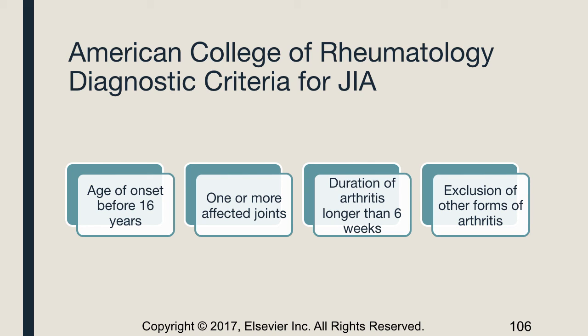So the diagnostic criteria are that it started before the age of 16. It affects one or more joints. It lasts longer than 6 weeks, and they've been able to exclude other forms of arthritis. So if osteoarthritis was taking place, then you wouldn't be known as a JIA sufferer.